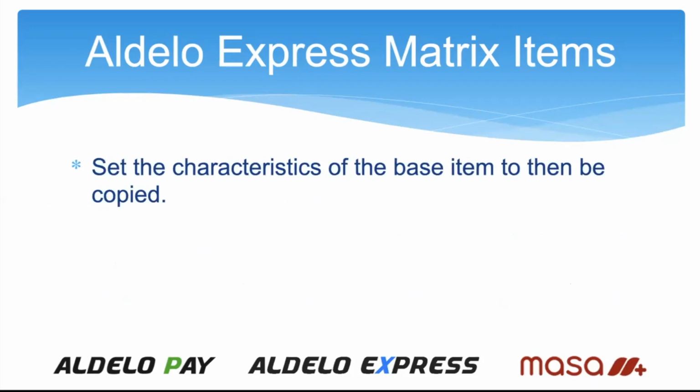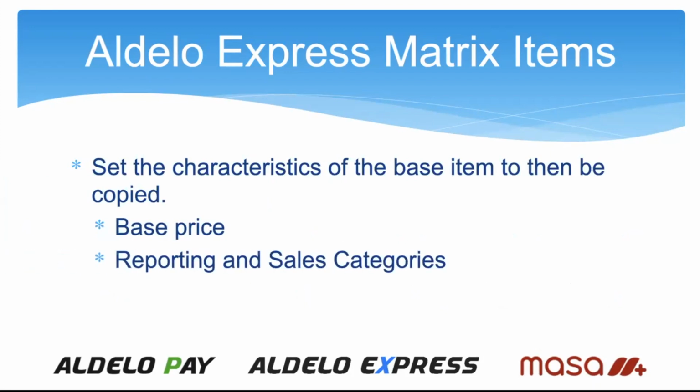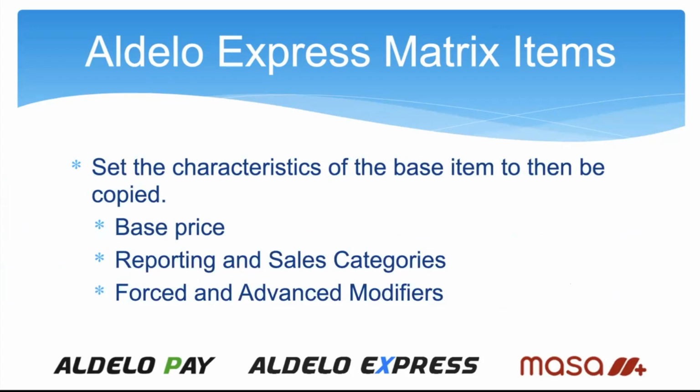So you set the characteristics of the base item that is then copied. That base price is then carried forward. Reporting and sales categories, all the forced and advanced modifier groups are all programmed into the base item, along with any printing and KDS routing. Once you create that base item, then that is what's copied to all the rest of the items. It saves a lot of programming time.